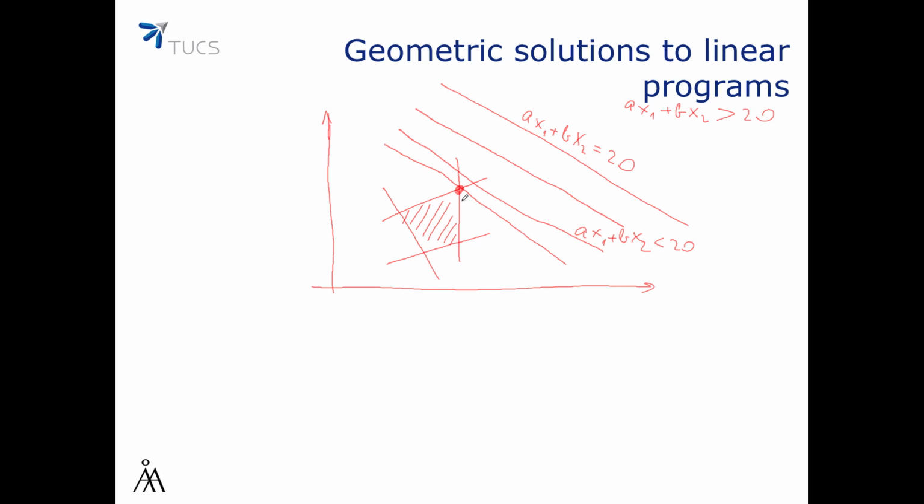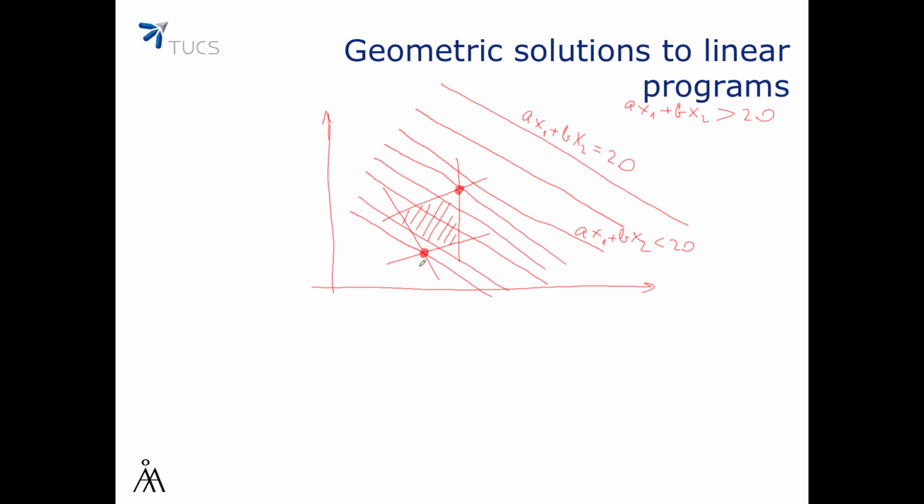We can continue our reasoning and we will conclude that the expression ax1 plus bx2 is going to get even smaller values as we go with lower parallels. And in fact, it's going to get its minimal value in this region of feasible points in this particular point here.